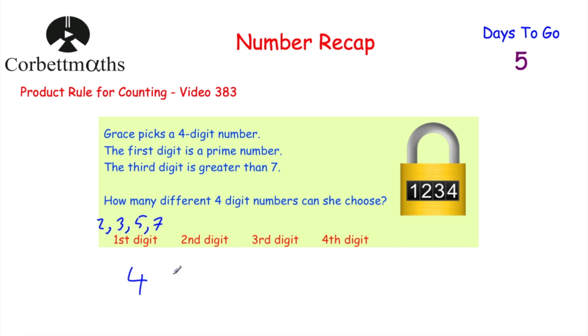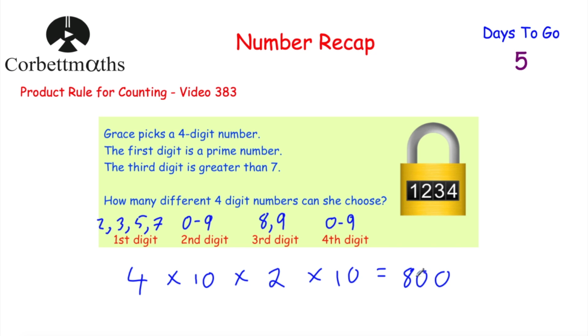So there's 4 possible numbers there. In terms of the second digit, it can be anything. We're not told anything about the second digit. So there's 10 possible options there, 0 all the way up to 9. The third digit is greater than 7, so that's an 8 or a 9. They're the only 2 digits that are greater than 7, so there's 2 options there. And the fourth digit, it doesn't say it's odd or even or anything like that. So it means for the fourth digit, there's 10 options as well. We can now just multiply those together, and that'll tell us how many possible choices you can have. And that's equal to 800. So it means there's 800 possible 4-digit numbers that Grace can choose with those rules.